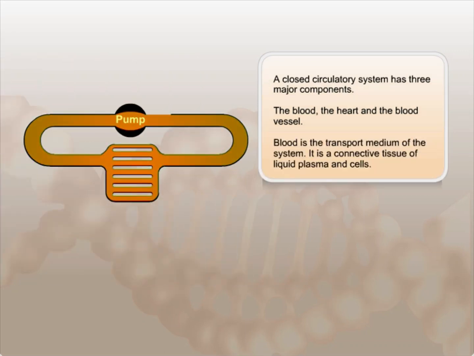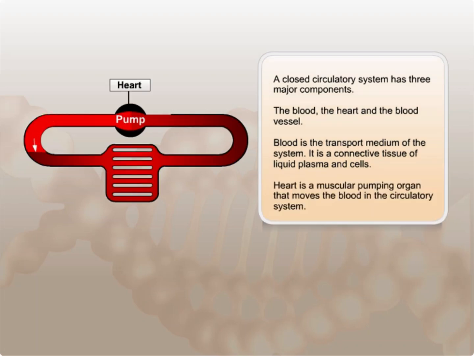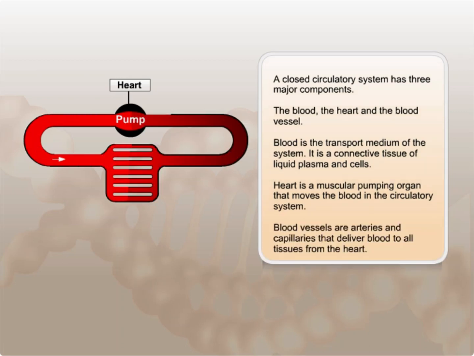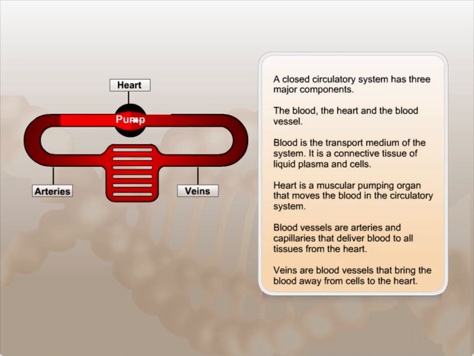Blood is the transport medium of the system. It is a connective tissue of liquid plasma and cells. Heart is a muscular pumping organ that moves the blood in the circulatory system. Blood vessels are arteries and capillaries that deliver blood to all tissues from the heart. Veins are blood vessels that bring the blood away from the cells to the heart.